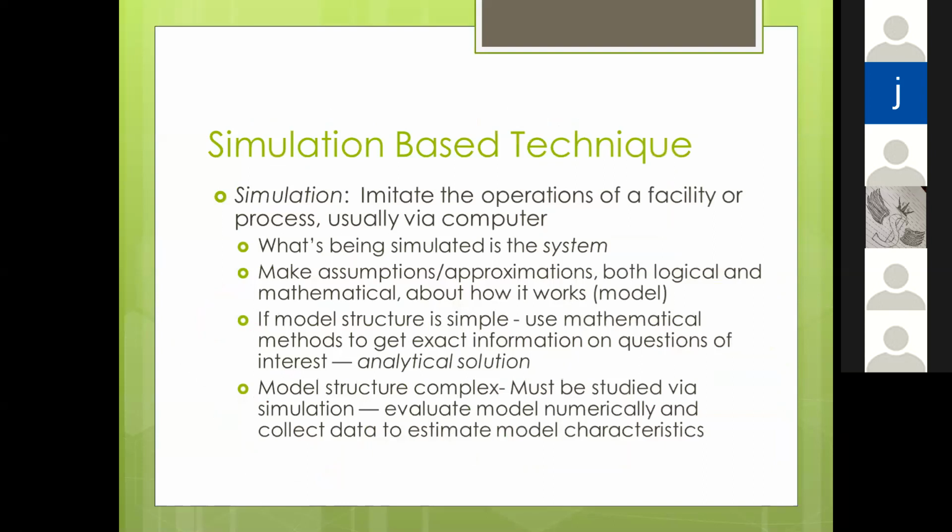Sometimes people try to see that whole process and try to imitate it through simulations. When you imitate the operations of a facility or process, normally we use computers for that. So we go in for a simulation. In a simulation approach, we need to understand what is being simulated in the system. For example, if I'm working on networks, I need to simulate a network. There are different simulators present for networks.